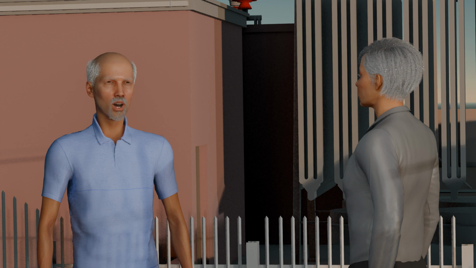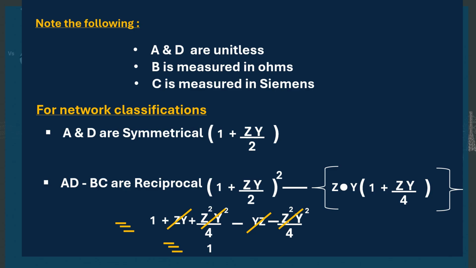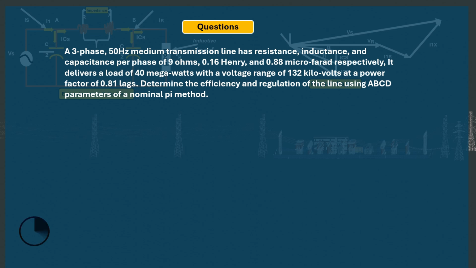Now we can solve the following question using ABCD parameters of a nominal pi transmission line. A 3-phase 50 Hz medium transmission line has resistance, inductance, and capacitance per phase of 9 ohms, 0.16 Henry, and 0.88 microfarad respectively. It delivers a load of 40 megawatts with a voltage of 132 kilovolts at a power factor of 0.81 lagging. Determine the efficiency and regulation of the line using ABCD parameters of the nominal pi method.